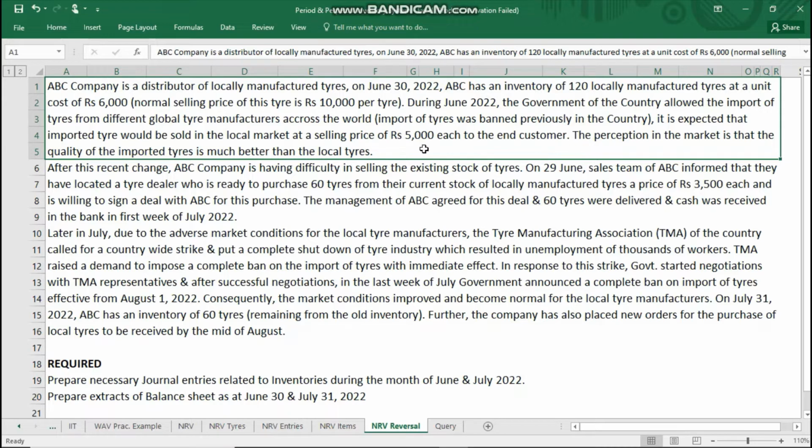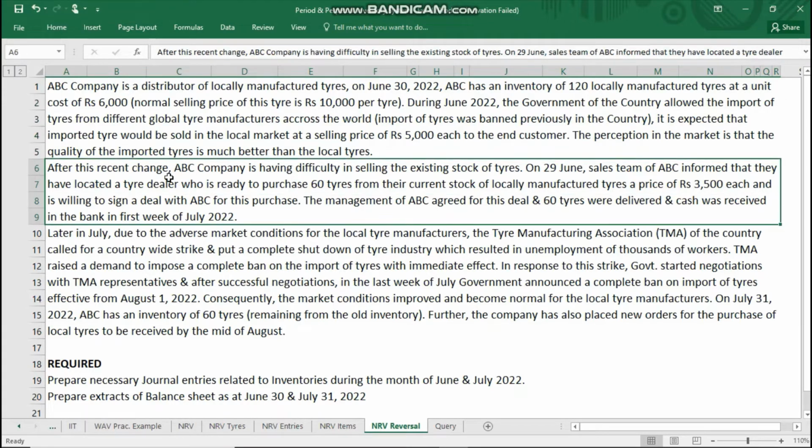Okay, the perception in the market is that quality of the imported tire is much better than the locally manufactured tire. After this recent change by the government, ABC Company is having difficulty in selling the existing stock of tires. On June 29, the sales team of ABC informed that they have located a tire dealer who is ready to purchase 60 tires from their current stock of locally manufactured tires at a price of rupees 3,500 and is willing to sign a deal with ABC for this purchase.